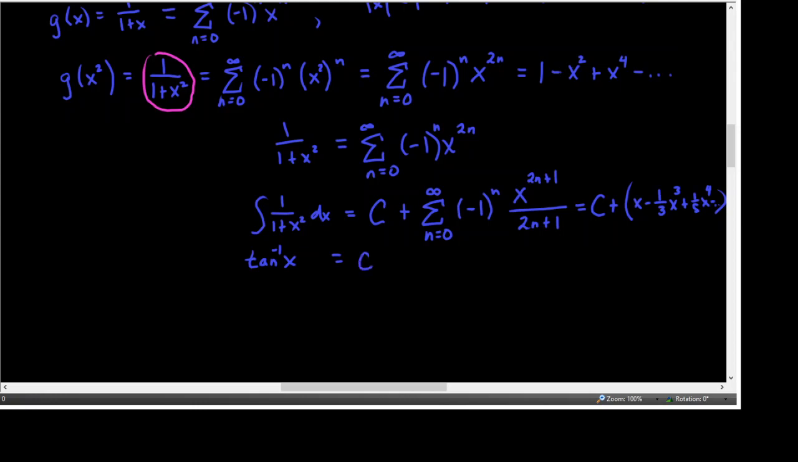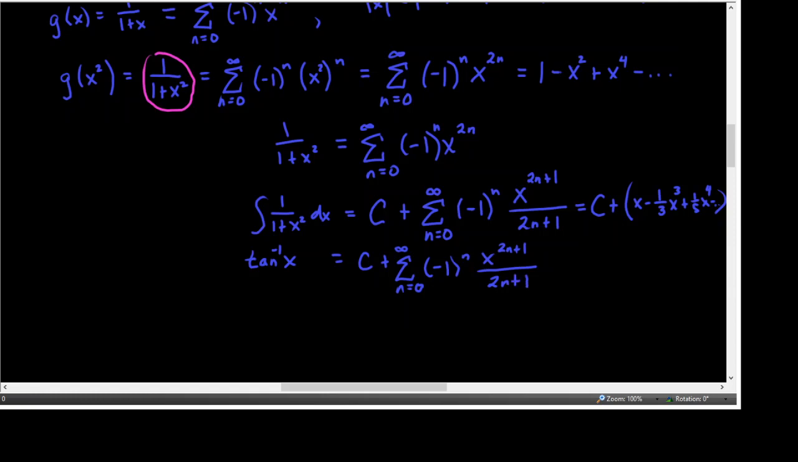is therefore equal to c plus the series represented by sigma going from 0 to infinity, negative 1 to the nth, x to the 2n plus 1 over 2n plus 1.